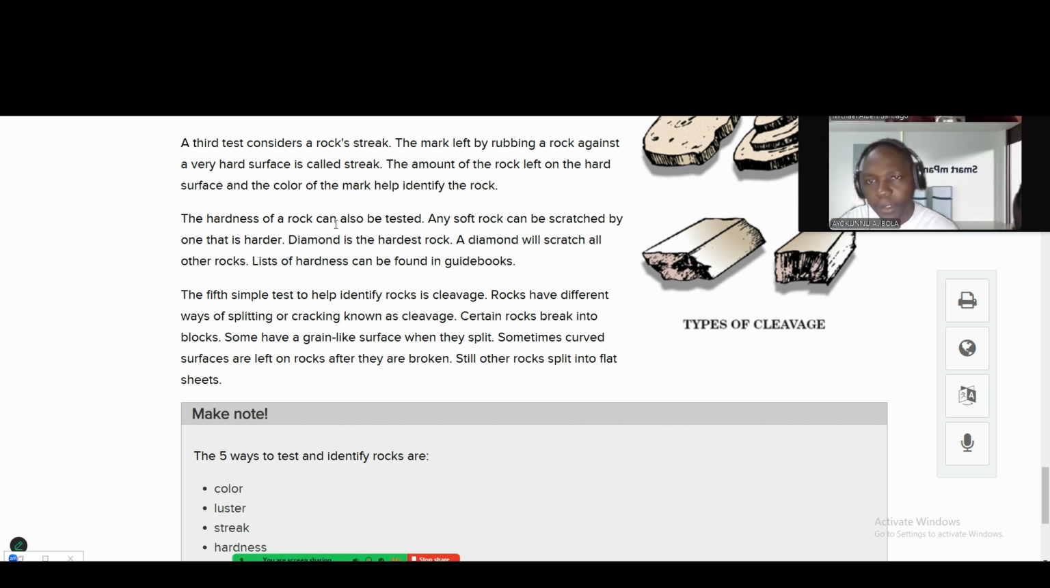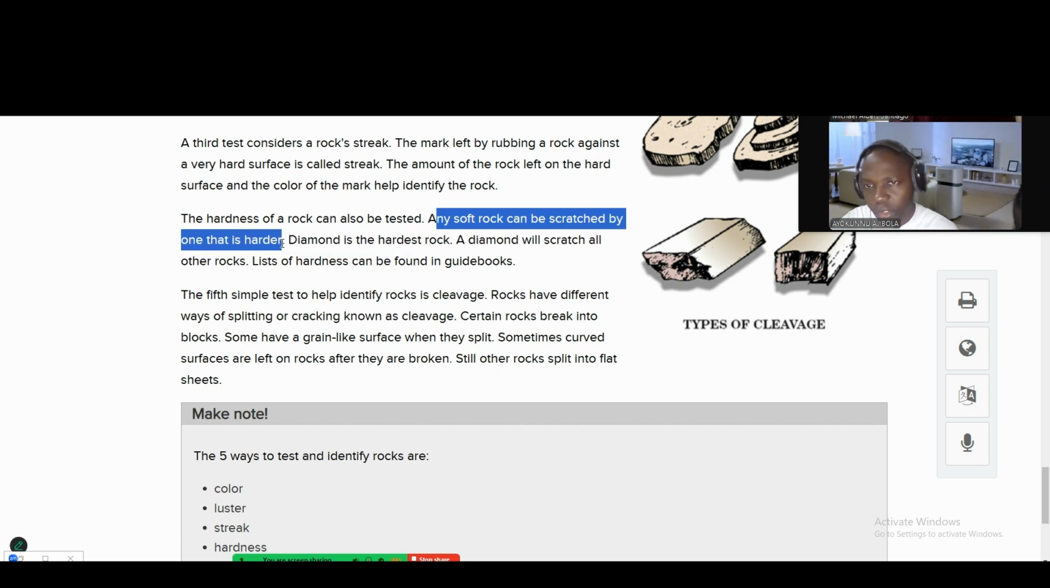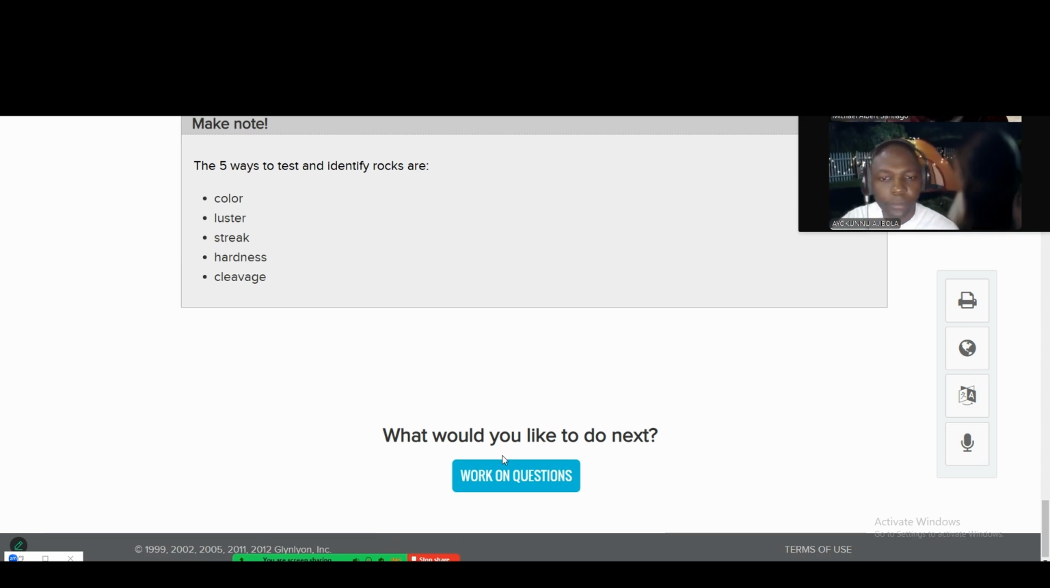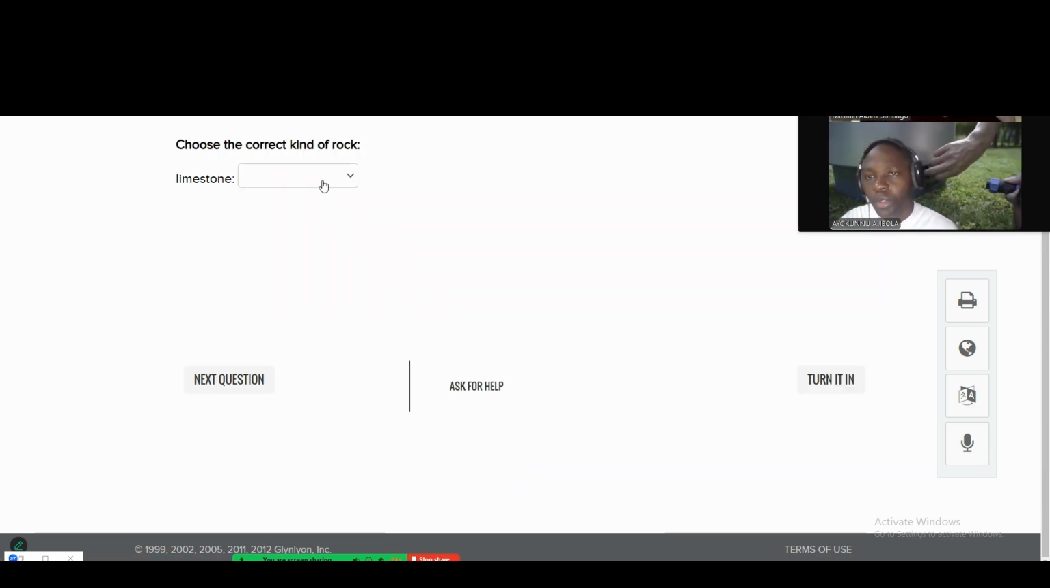Then the hardness can also be tested. If it's a soft rock, it will be scratched by the one that is harder. So diamond is the hardest rock. Is that clear?